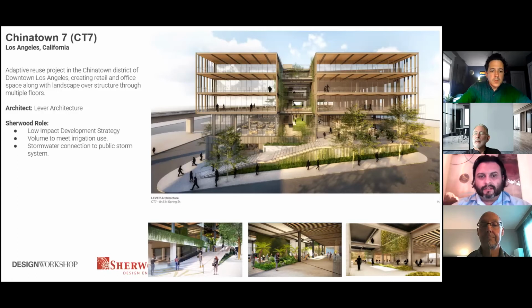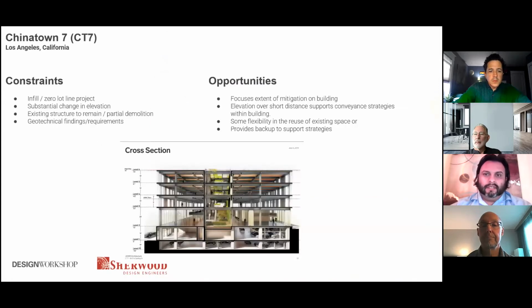But as we start looking at the project, really, we started looking at what those constraints are. Right, it's an infill project with a 0 lot line. There's a substantial change in elevation. There's an existing structure to remain with a partial demolition, and then there's some geotechnical findings and requirements that basically did not allow for that water infiltration. And so we began looking at those. How do we turn what would otherwise be constraints into opportunities, or to build our approach, our water story, right?